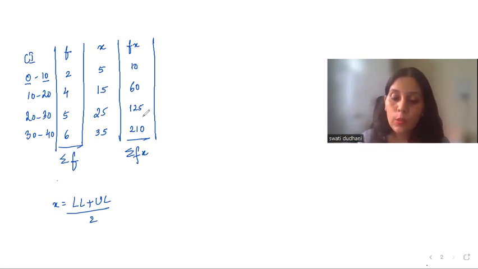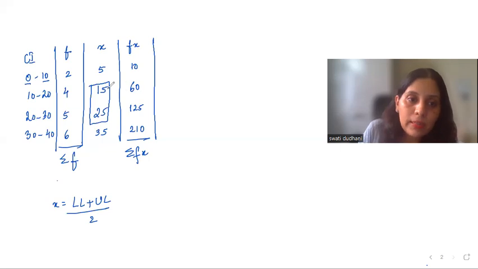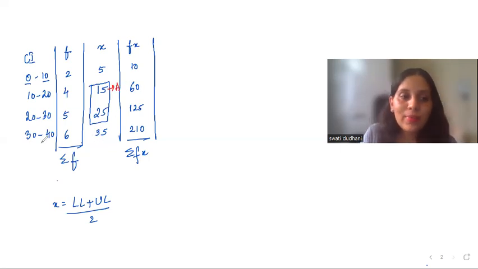How do we judge what A is? A is always the middlemost number. Here the middle number can be these two. So let me take A to be 15.